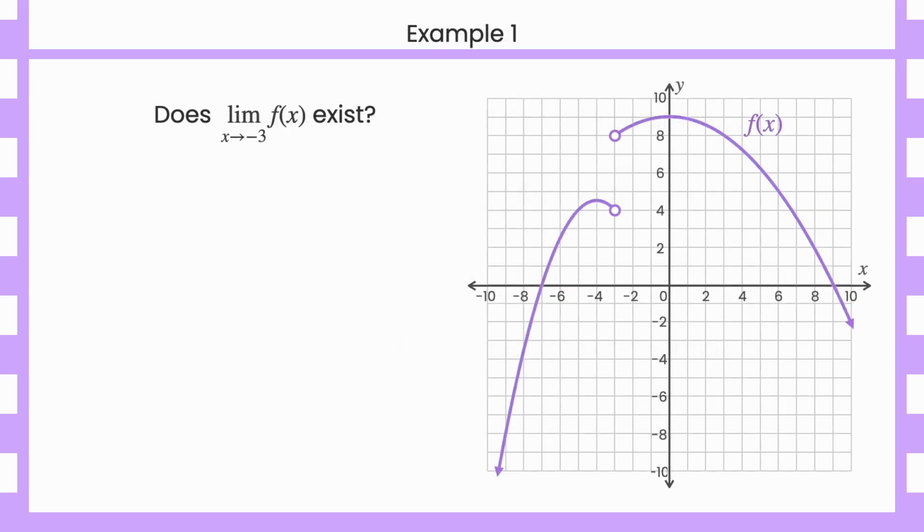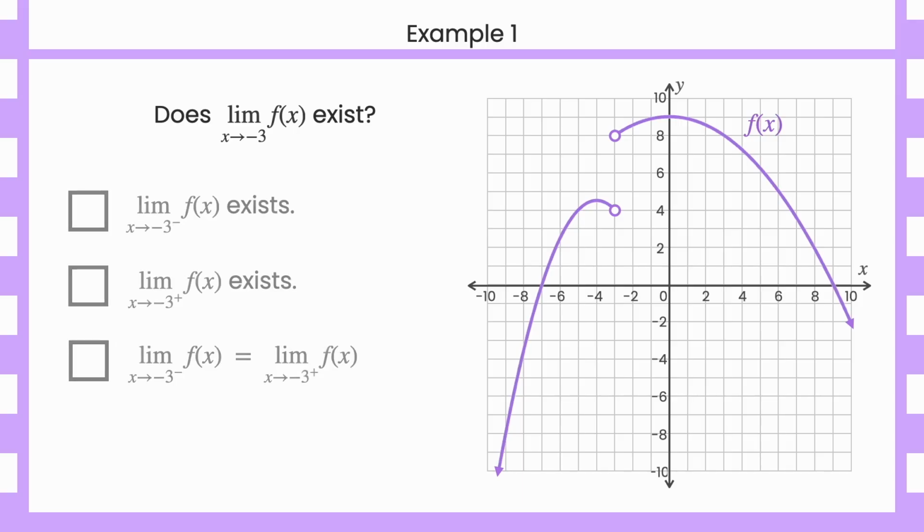Does the limit of f of x as x approaches -3 exist? Let's check our three criteria to answer that question. First, does the limit of f of x as x approaches -3 from the left-hand side exist? Looking at the graph, it looks like the left-hand limit does exist and equals 4. Next, does the limit of f of x as x approaches -3 from the right-hand side exist? On the graph, we can see the right-hand limit also exists and it equals 8.